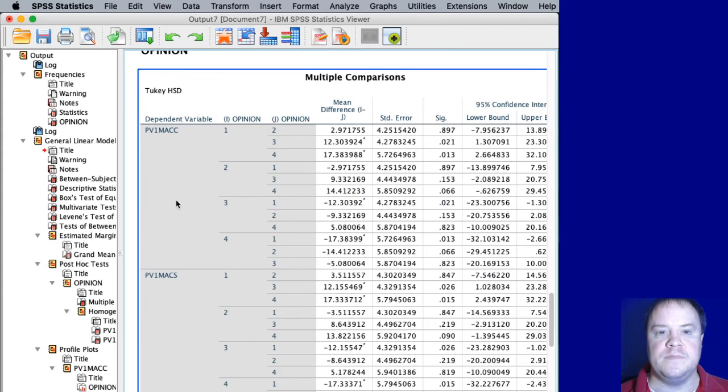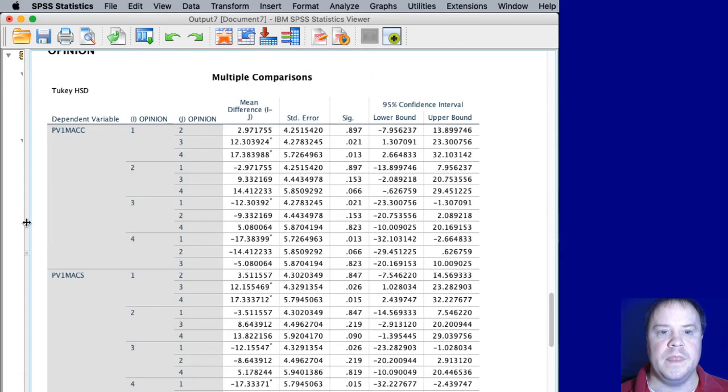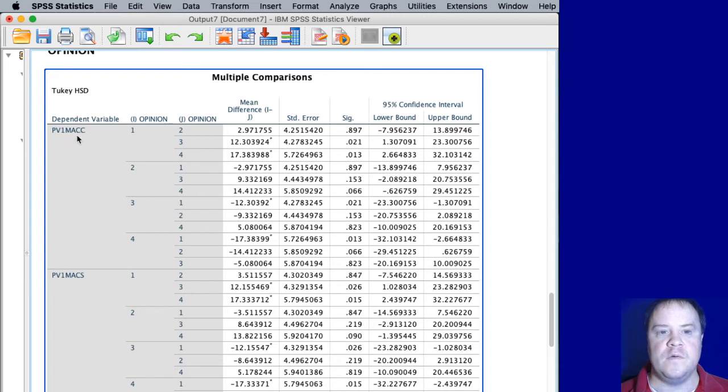So if we scroll down here, let me move this over. So this first one here is for the algebra, MACC, change and relationships. And you can see this is group 1. 1 means every lesson, 2 means most lessons, 3 means some lessons, and 4 means never or hardly, almost never. And then this is just the difference between them. So 1 minus 2, 1 minus 3, 1 minus 4. And we would hope that students who have every lesson the ability to express their opinion would score higher than all of these other groups.